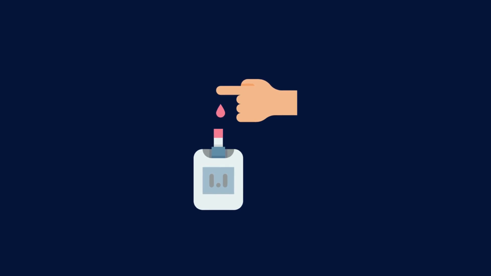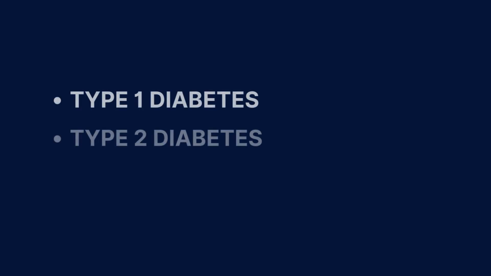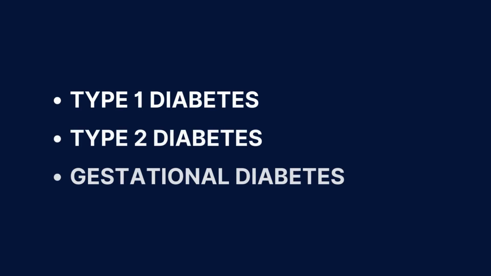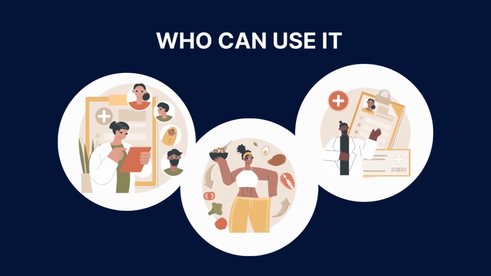Though anyone can track their blood sugar, physicians only request the majority of the patients who are diagnosed with the following: type 1 diabetes, type 2 diabetes, and gestational diabetes. Many medical practitioners can utilize this template, such as family doctors, registered dietitians, ophthalmologists, pharmacists, and more.